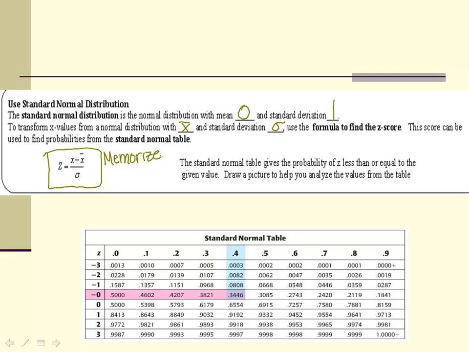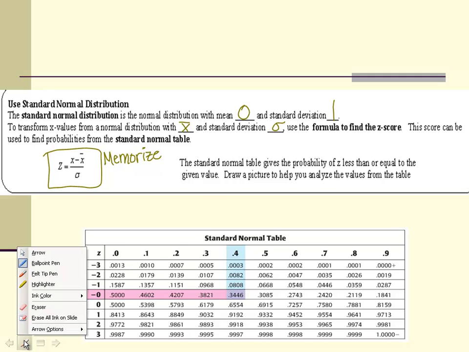This is how we transform information that has any mean, really, at all, to having a mean of 0 with a standard deviation of 1, because then we can use the standard normal table, and the table is in your textbook. It's not in your notes, but it is in your textbook. So the standard normal table gives a probability of z being less than or equal to the given value. Draw a picture to help you analyze the values from the table.